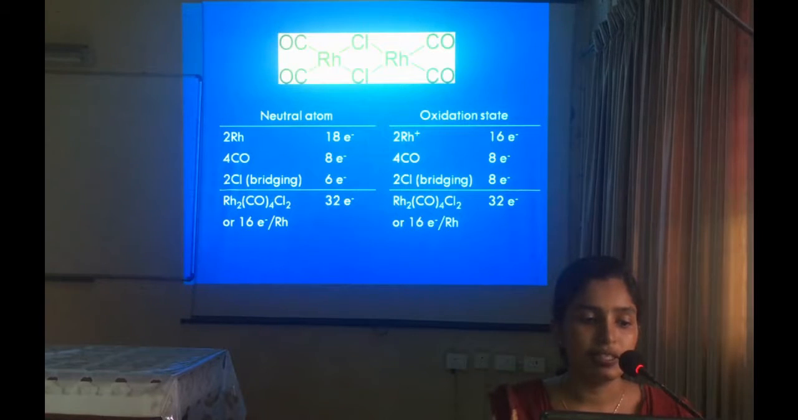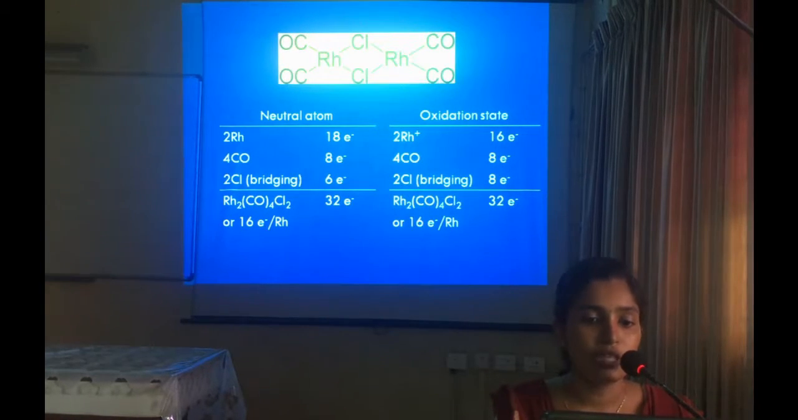We can see here that it does not obey the 18 electron rule, but there are certain compounds which do not obey the 18 electron rule. Instead of that, they will obey the 16 electron rule. Okay. The 16 electron rule is applicable to the square planar complexes. So this will come under that category.